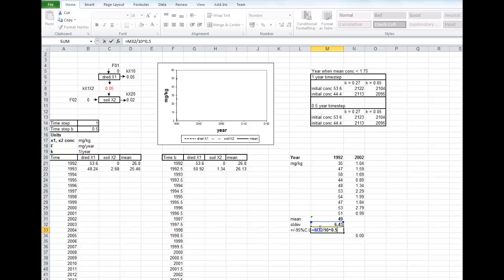0.5, and then we need to multiply all of that by t value. You're working at 0.05 probability, and there's 9 degrees of freedom. So we've got a confidence limit of 4.6 on a mean of 49. And we can do that for the 2002 survey data as well.